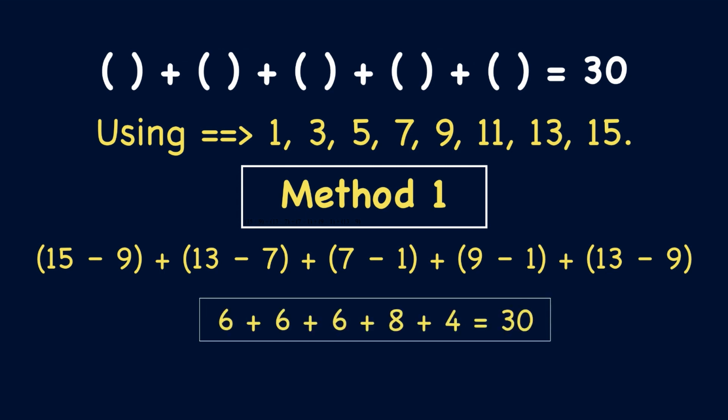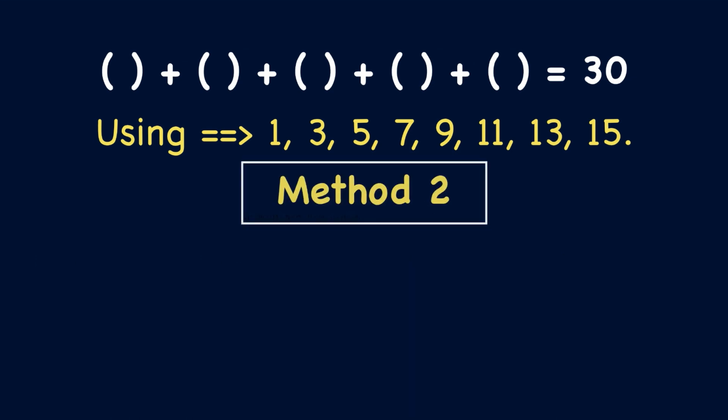If you solve inside the brackets, you will get the following equation, that is 6 plus 6 plus 6 plus 8 plus 4, which equals 30. This is how we can achieve the solution using method 1, using the subtraction operator. In method 2, the result of 30 can also be achieved by using the factorial of a number.